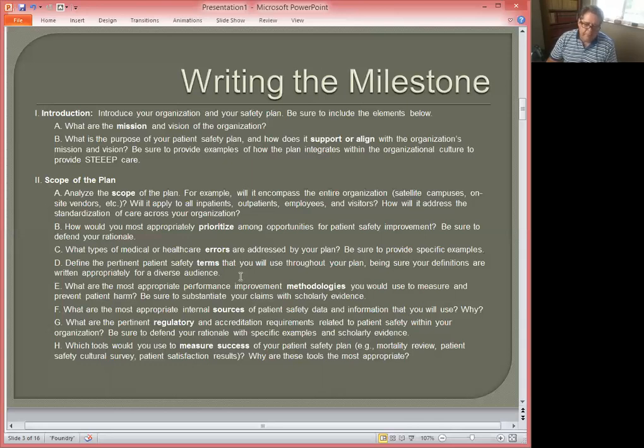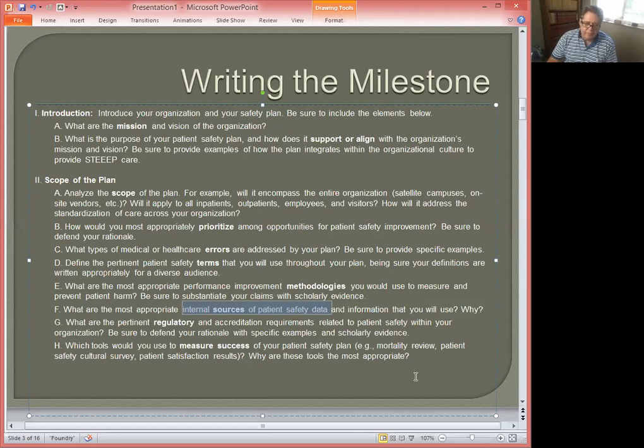And then, of course, you could use an abbreviation or initialization if you want. Then methodologies, our improvement methodologies, would be your next section. And then what are the most appropriate internal sources of patient safety data? So that would probably be your next subheading. Okay. What are the pertinent regulatory and accreditation requirements? What does JCO require?